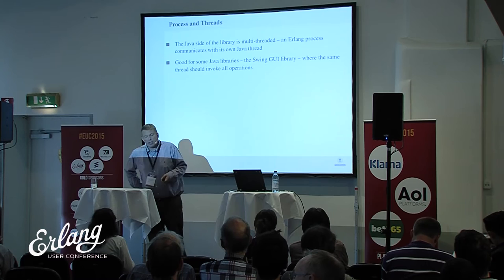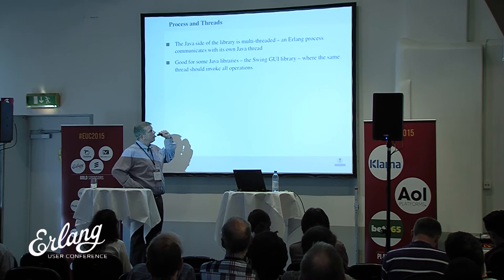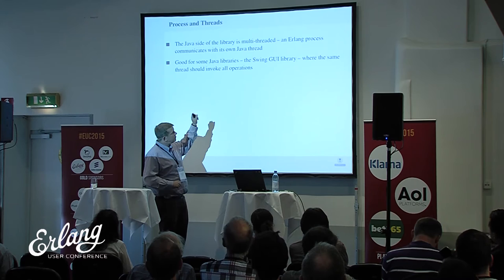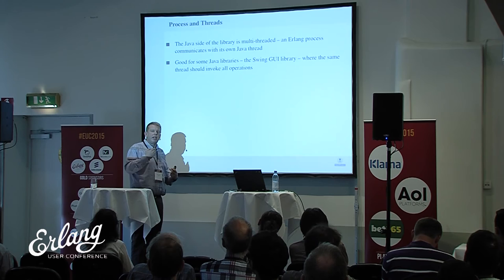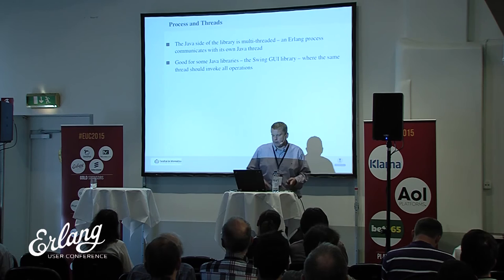There is another issue as well. Some Java libraries, for instance the Swing GUI library, actually require you, as a caller, to always call its methods from the same Java thread. So this gives a nice way: if we want to use the Swing GUI library from Erlang, then we have a way of doing that in a controlled manner, so we can let one process always be responsible for calling the Swing GUI methods. And that is pretty okay.